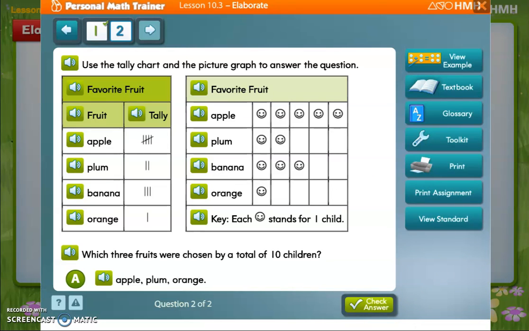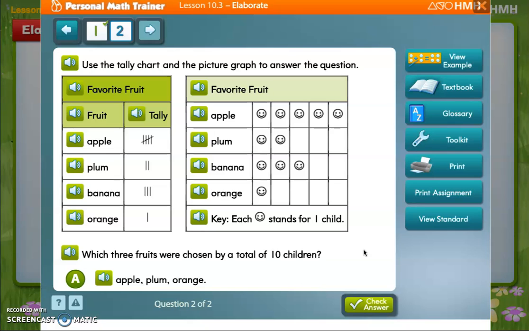Now this one says, use the tally chart and the picture graph to answer the question. So it looks like there's another question based on the same tally chart and picture graph. Well, actually, it's not the same. It's the same title, favorite fruit. However, the numbers have changed for this one. So we just got to be careful about that. So the question is asking us, which 3 fruits were chosen by a total of 10 children?